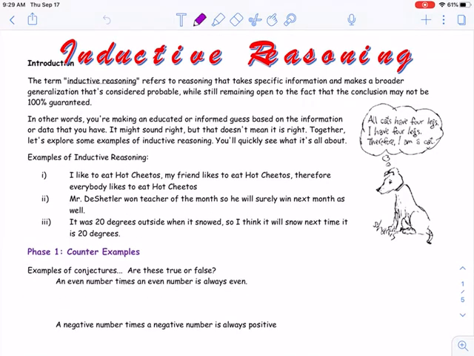So, introduction. The term inductive reasoning refers to reasoning that takes specific information and makes a broader generalization that is considered probable, while still remaining open to the fact that the conclusion may not be 100% guaranteed. In other words, you're making an educated or informed guess based on the information or data that you have. It might sound right, but that doesn't mean it is right. Together, let's explore some examples of inductive reasoning. You'll quickly see what it's all about.